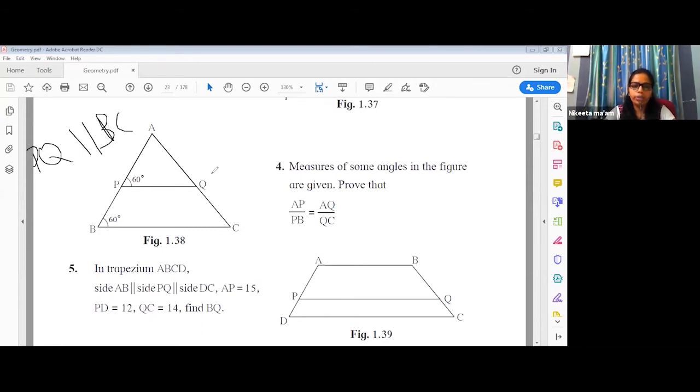So according to the basic proportionality theorem, when you have one line which is cutting two sides in two distinct points and it is parallel to the third side, then AP upon PB is equal to AQ upon QC. That's it. Understood?